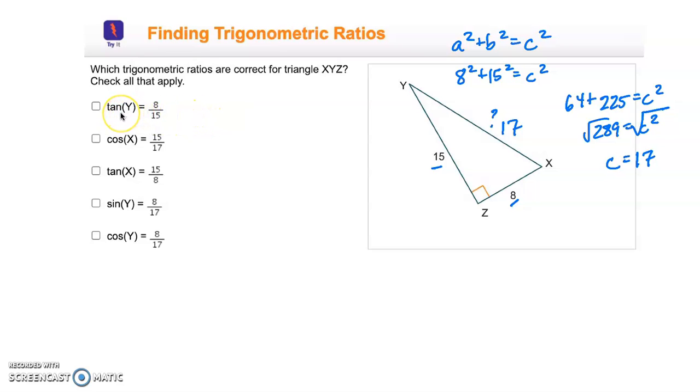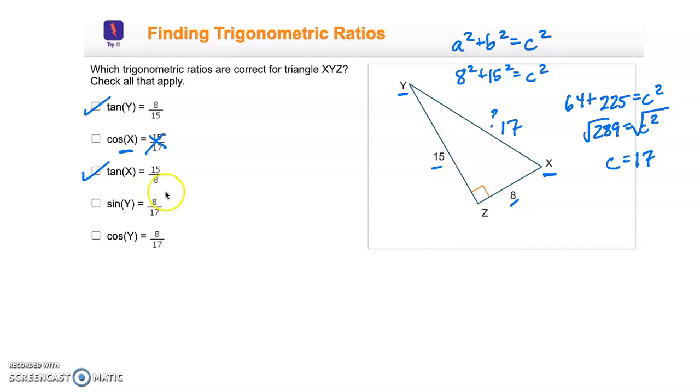Once we know the length of the hypotenuse, then it's a simple matter of finding out what these are. So let's look first at the tangent of Y. We're looking in relation to this angle. So we say opposite is 8 over adjacent is 15. That is correct. Cosine of X. Now we're looking at this angle, so make sure you're paying attention. If it says cosine of X, we've got to look at X. So X is adjacent, 8 over 17. So that is not correct. Tangent of X, opposite over adjacent, 15 over 8.